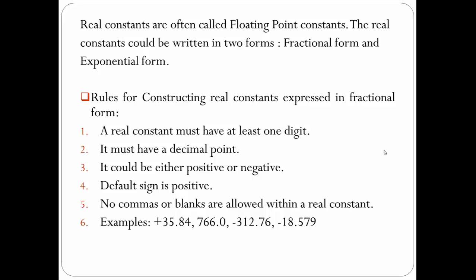Real constants are often called floating point constants. The real constants could be written in two forms. The first form is fractional form and the second form is exponential form. So we'll be starting with the rules for constructing real constants that are expressed in the fractional form.